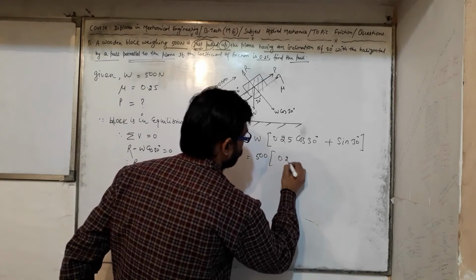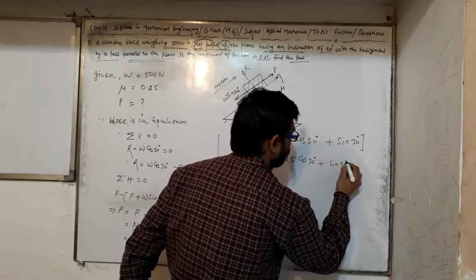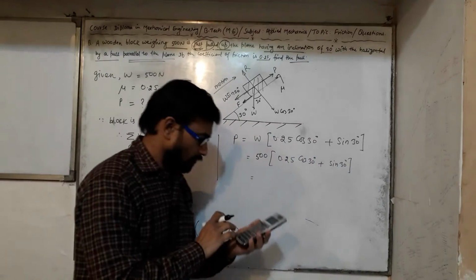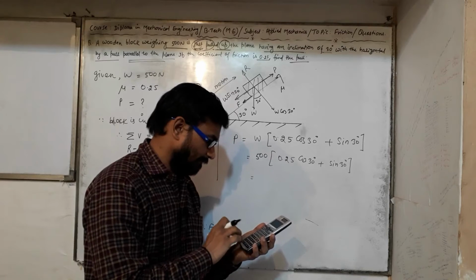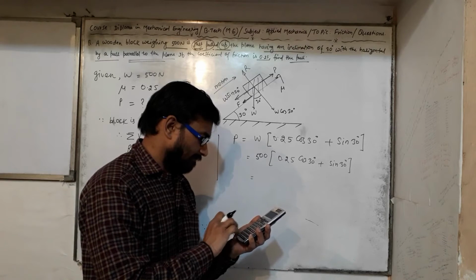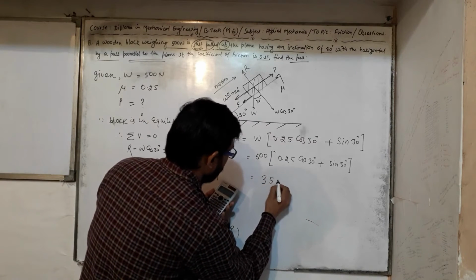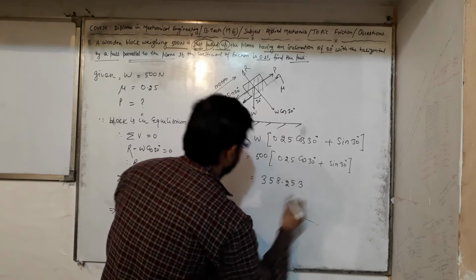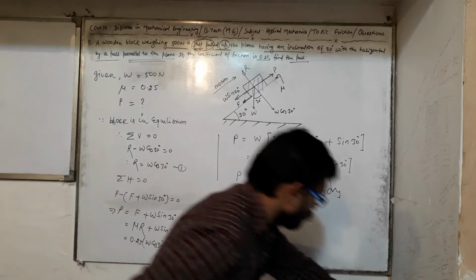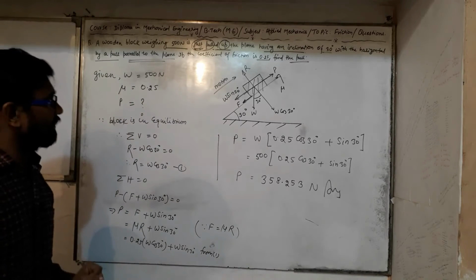times (0.25 cos of 30 degree plus sin of 30 degree). Calculating using a calculator, 0.25 into cos of 30 degree plus sin 30 degree, multiplied by 500, we have got 358.253. So this is nothing but the amount of force, here it is in Newton. So I hope you got everything in a clear manner.